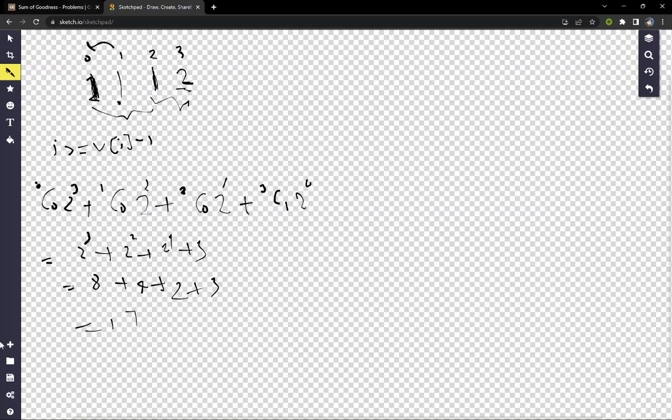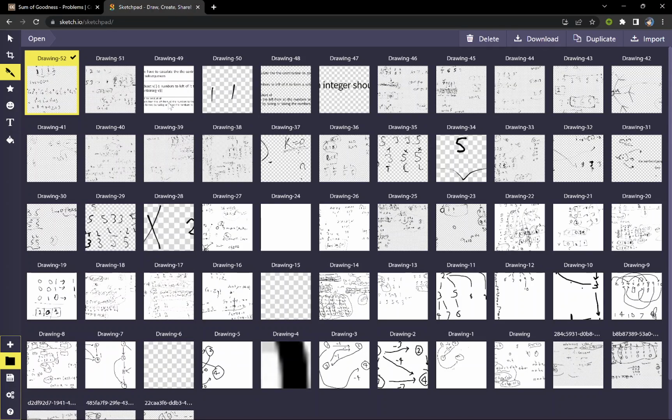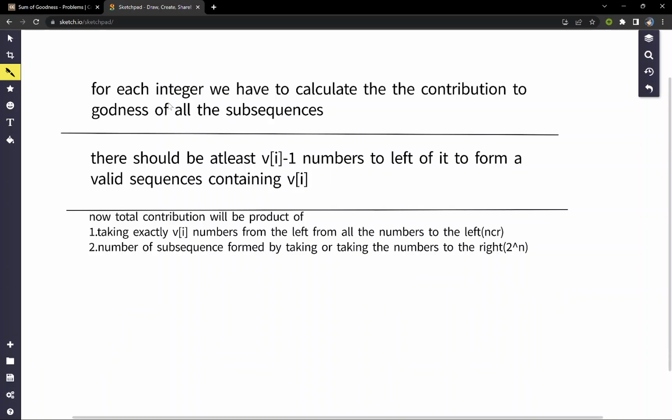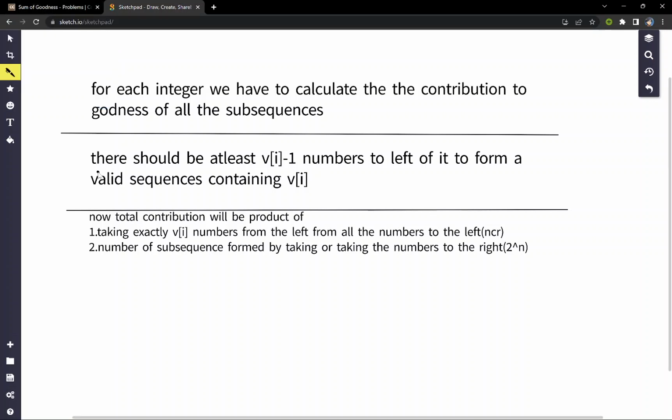Okay, I hope you get the idea. Summarizing all this, I have made some notes. For each integer we have to calculate the contribution it is adding to the goodness of all the subsequences it is forming. What we were doing was finding, for each number, its contribution to the goodness of the subsequence. We are thinking in the reverse order. That was the crux of the question, and it was very important that there should be at least v of I minus 1 numbers to the left of it to form a valid subsequence.